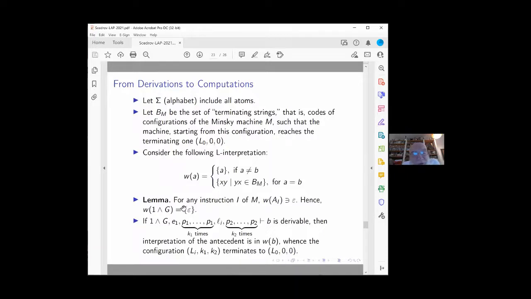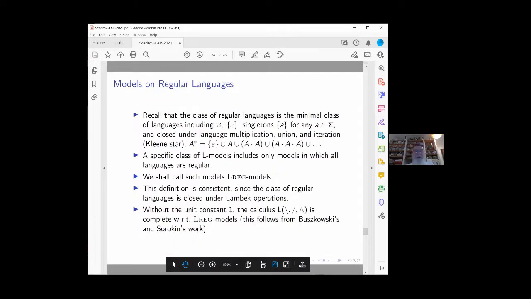And then you have to prove the lemmas, for instance, that if the encoding is derivable, then the interpretation of the antecedent is in W of B. Okay, that's my soundness theorem. And from this, I conclude that the configuration Li, K1, K2 terminates to L0, 0, 0. Okay, so this is for all L languages.